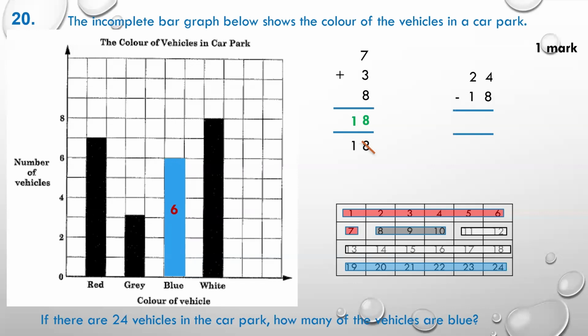So 4 minus 8, that cannot happen. So we need to regroup. So we're taking 1 from the tens. And when we bring it across, 1 ten is how many ones? 10 ones. So 10 ones and 4 ones means we have 14 ones. 14 ones minus 8 is 6. And 1 minus 1, 1 ten minus 1 ten is 0. So it means we have 6 blue vehicles.